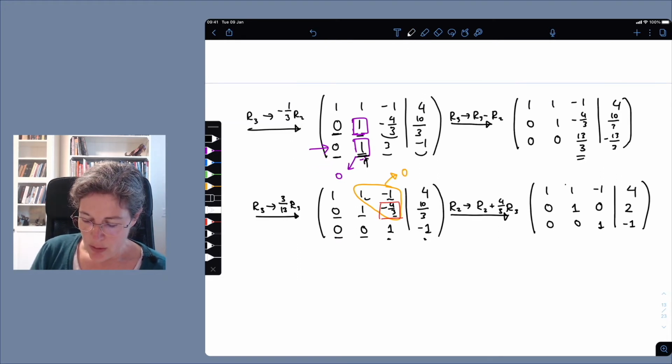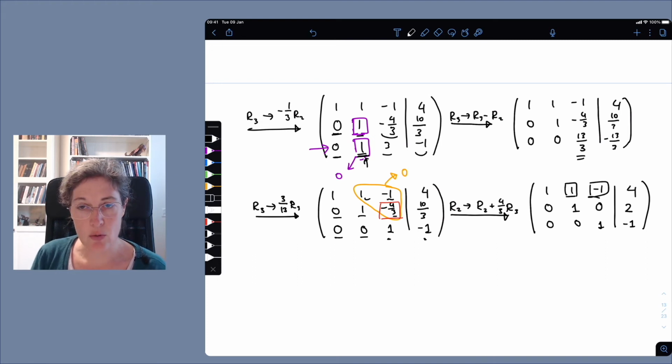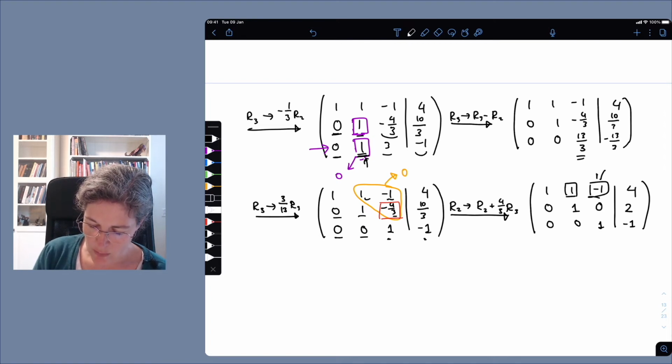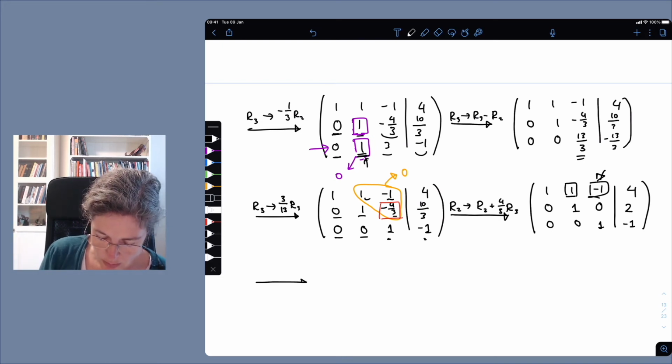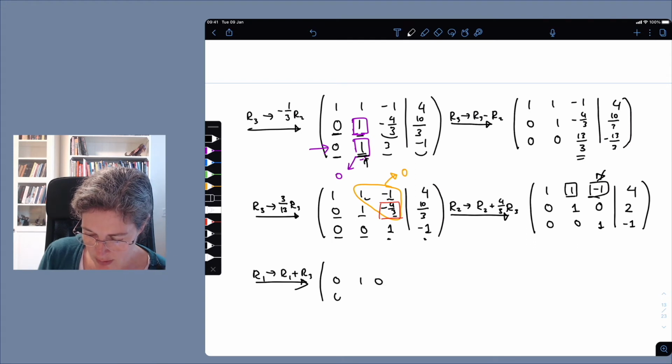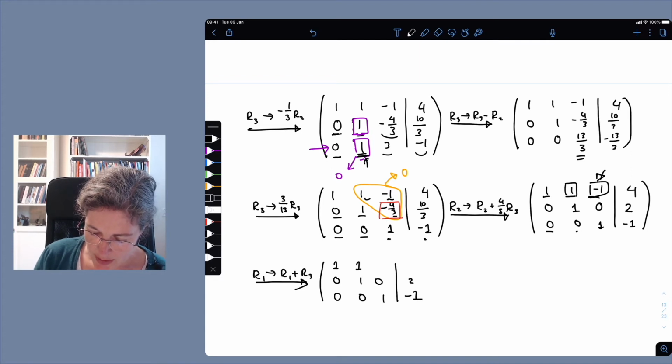And now we would just want to get rid of these two. Here you can do this in whichever order floats your boat. I'm going to start with this one over here, so I'm just going to add row 3 to row 1 to get rid of that. So I've got row 1 becomes row 1 plus row 3. Write down the things that I'm not changing. Now I've got 1 plus 0, which is 1, 1 plus 0, which is 1, minus 1 plus 1, which is 0, and 4 plus minus 1, which is 3.